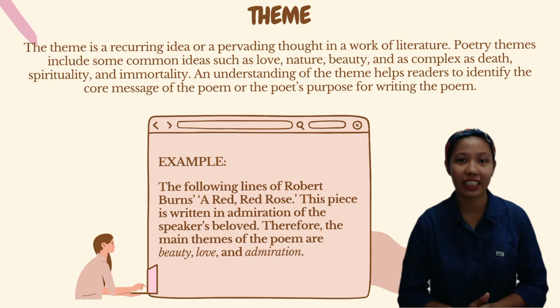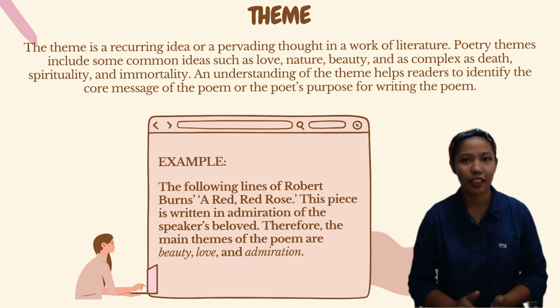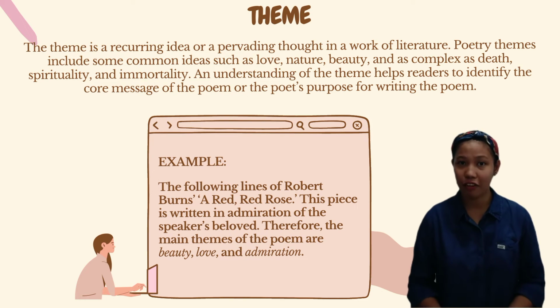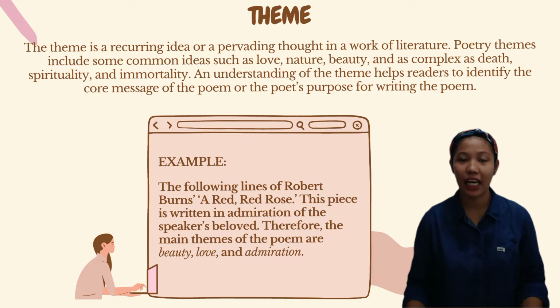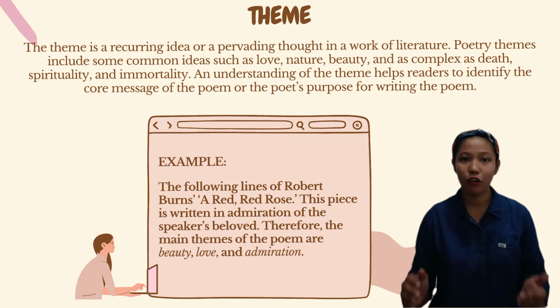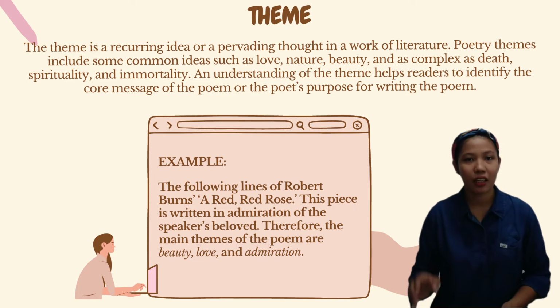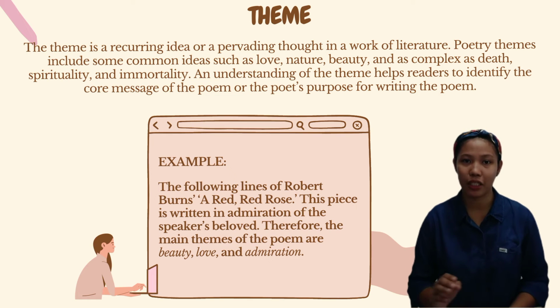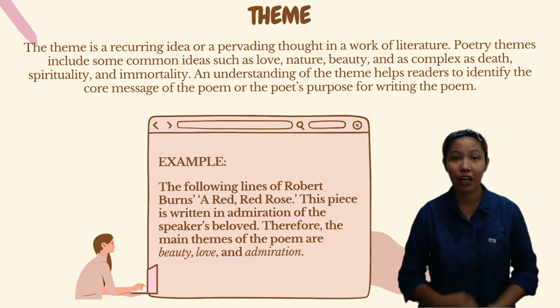The theme is a recurring idea or a pervading thought in a work of literature. Poetry themes include some common ideas such as love, nature, beauty, and as complex as death, spirituality, and immortality. An understanding of the theme helps readers to identify the core message of the poem or the poet's purpose for writing the poem. For example, the following lines of Robert Burns' A Red Rose. This piece is written in admiration of the speaker's beloved. Therefore, the main themes of the poem are beauty, love, and admiration.